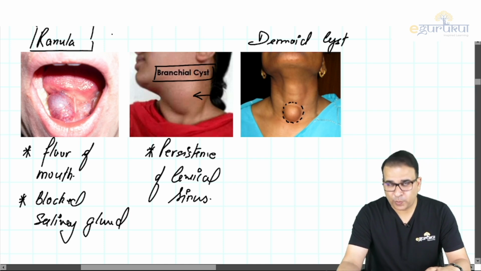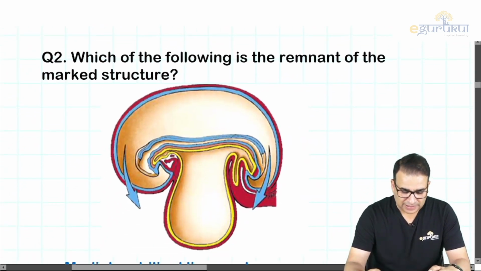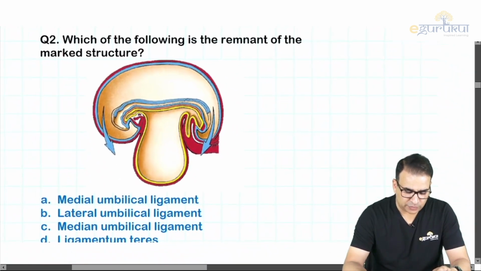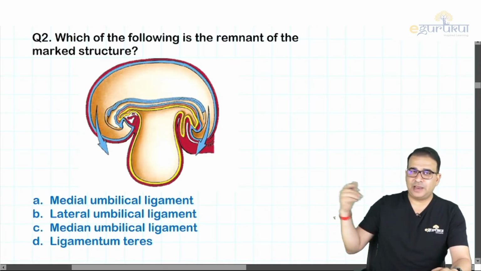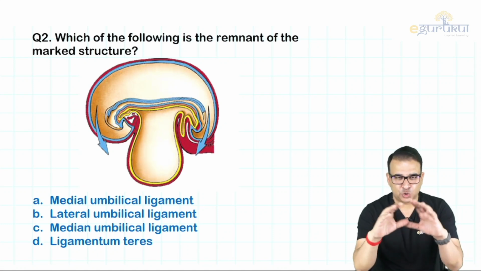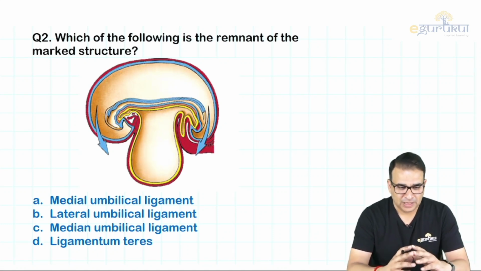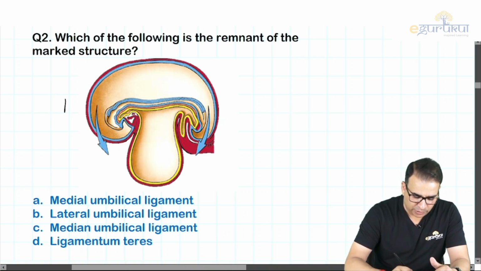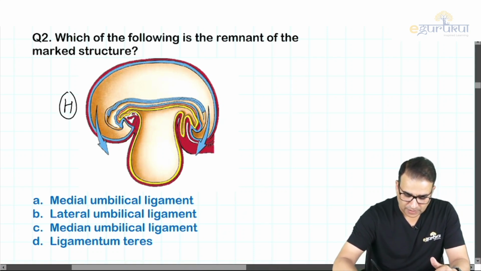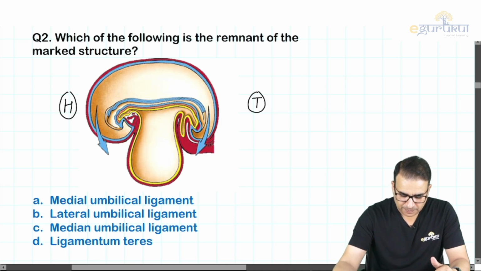Which takes us to our question number 2. The second question was something like this: which of the following is the remnant of the marked structure here, guys? There's a picture which I always discuss in my class, showing the craniocaudal folding of the embryo. In it, this is the head end of the embryo, and this here is the tail end of the embryo.